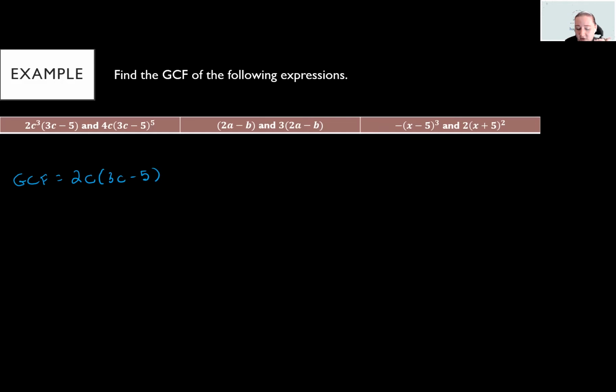They don't have any exponents on it. So it's just a 2a minus b they have in common. So that's what your greatest common factor is. And it's in parentheses. It's 2a minus b.